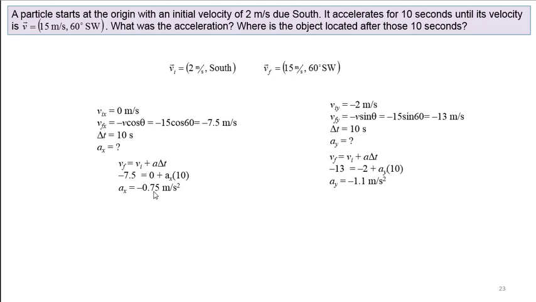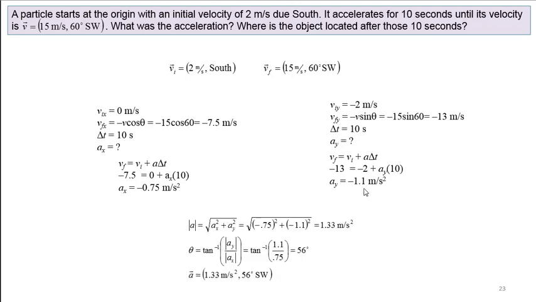Now I have an x component and a y component, and I can put them together to figure out the magnitude of my total acceleration. And I can solve for my direction of my total acceleration. I use the absolute values so that I get a number that's between 0 and 90. And then if I look at my x component is negative, that means west. My y component is negative, that means south. So here is my acceleration written in terms of the magnitude and the direction.